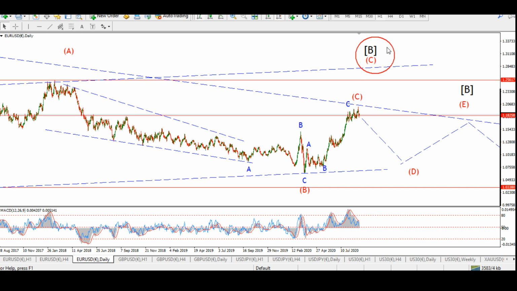The main alternative on the daily chart is that we are actually heading higher in 5 waves to create a larger wave C of a flat. We'll see how it goes.